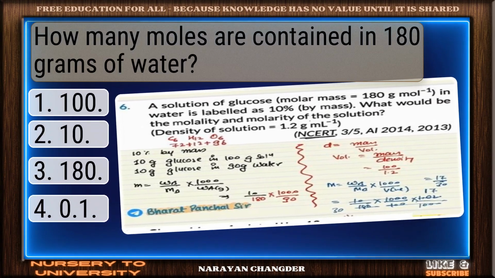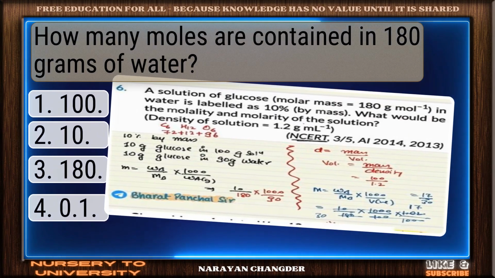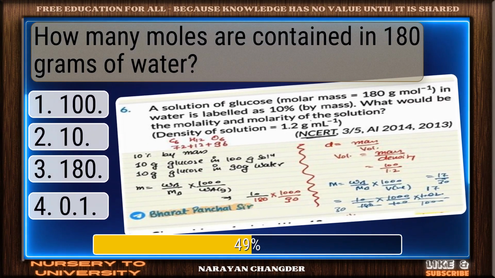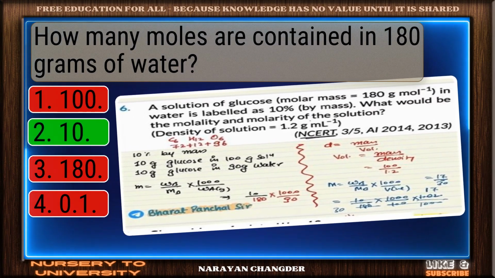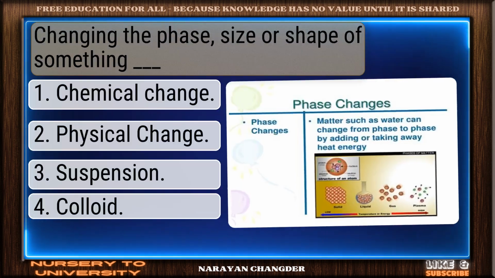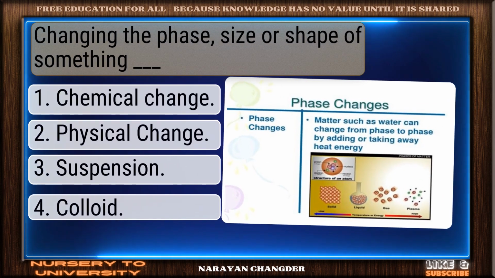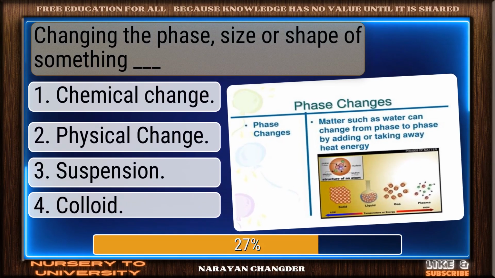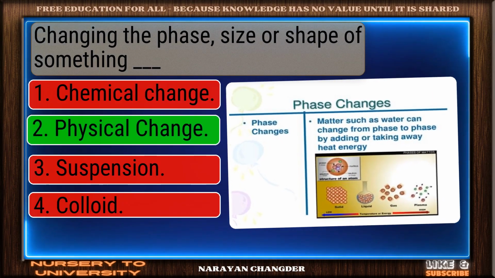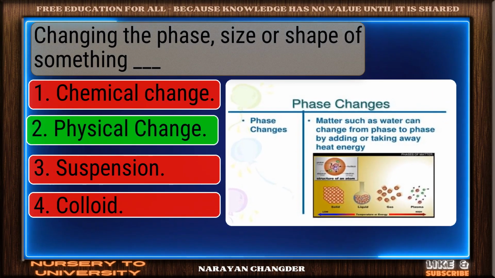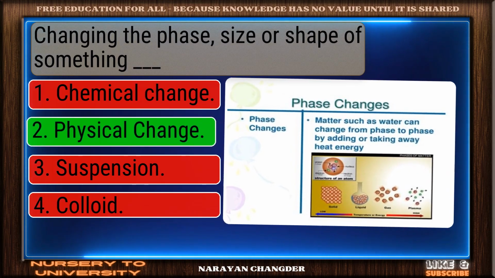Question number 174. How many moles are contained in 180 grams of water? Valid point. 10 is true. Question number 175. Changing the phase, size or shape of something, dash. Exactly. Physical change makes sense and it is right choice.